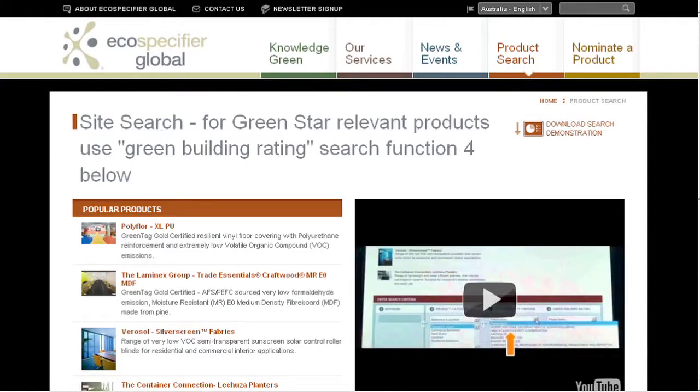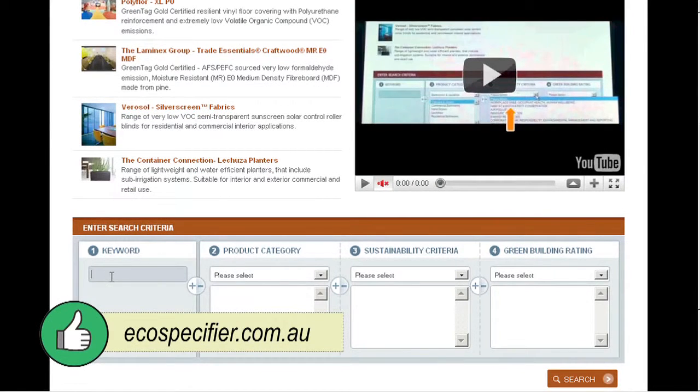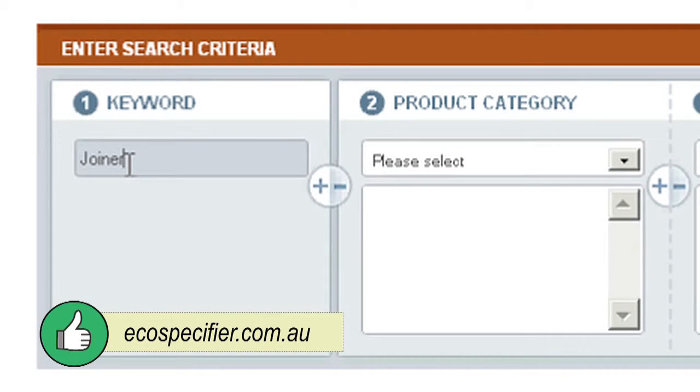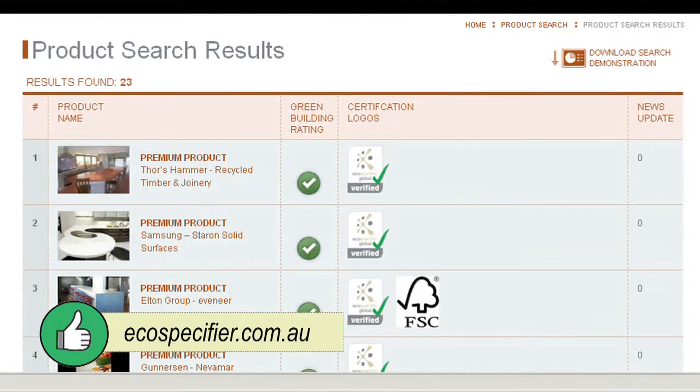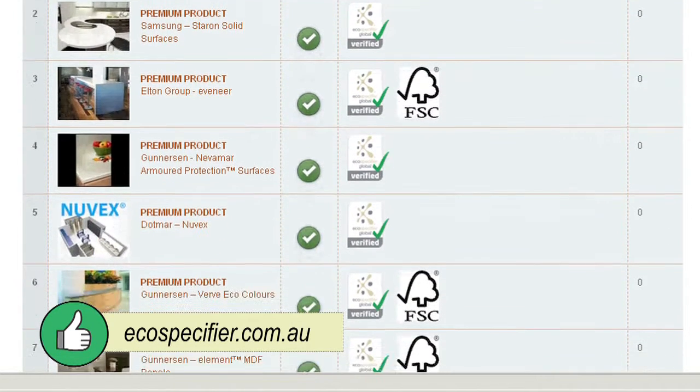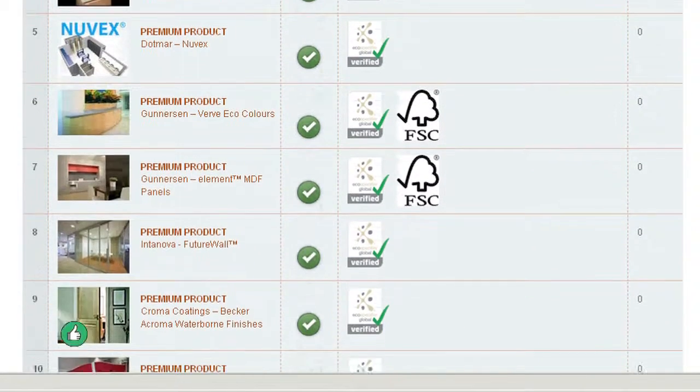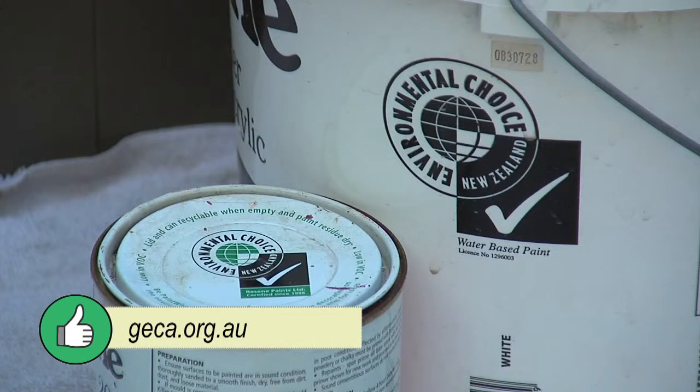With so many products available, there are some good decision support tools there to help you. EcoSpecify is a free-to-access Australian database of over 6,000 environmentally preferred construction materials. You can search by product type and see how products perform across a range of environmental and health criteria. There are also product labelling schemes such as GECA, the Good Environmental Choice Australia label.